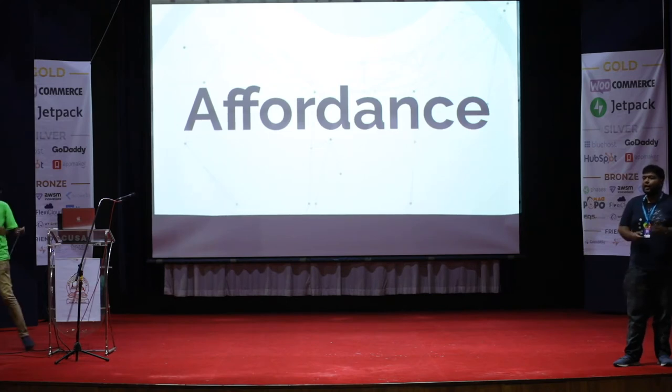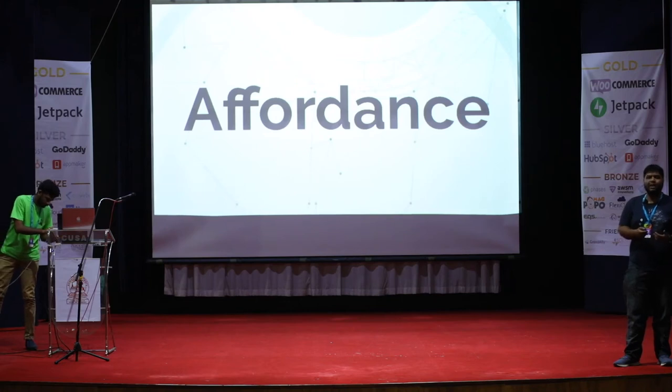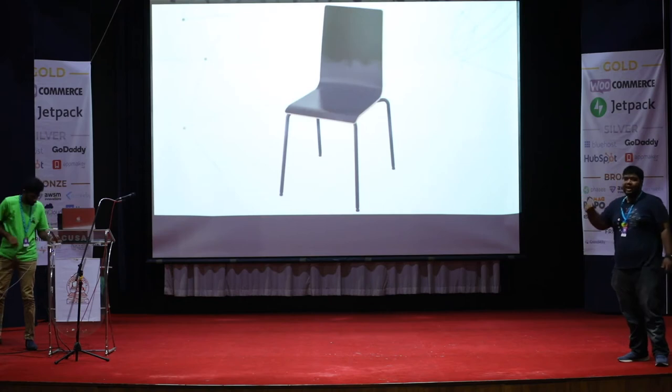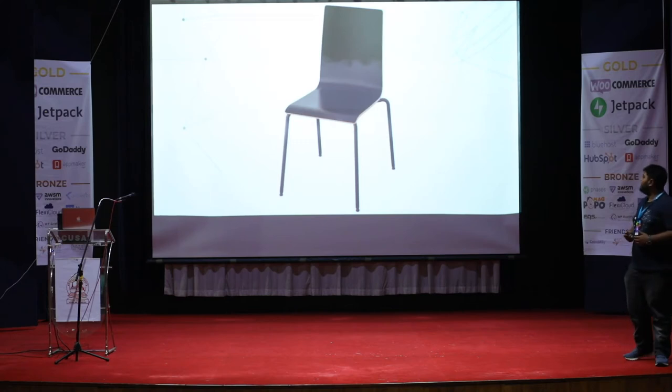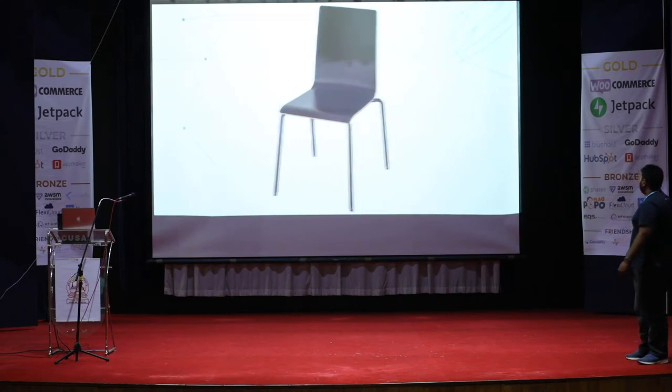So when products tell you basically what to do, that is called affordance. A chair has a good affordance because you don't have to think about what it does. You already know what it does. The product is speaking to you without you noticing.